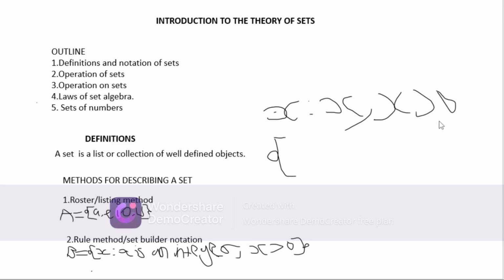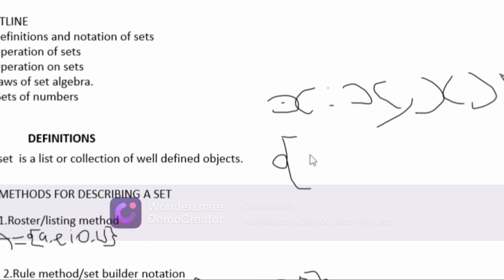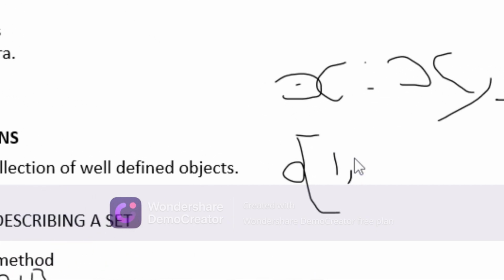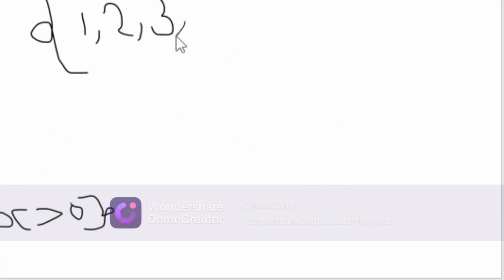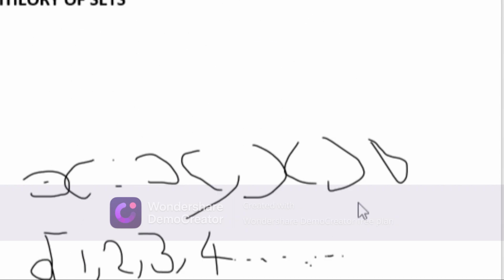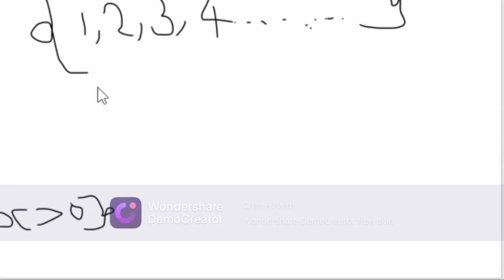But since it's saying x is greater than 0, we are going to say numbers that are starting after 0. We are not including the 0 because it's just greater than, it's not greater than or equal to. So we are going to say 1, 2, 3. So it's going to go up to infinity. So that's the listing method.